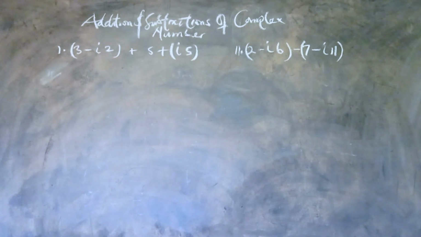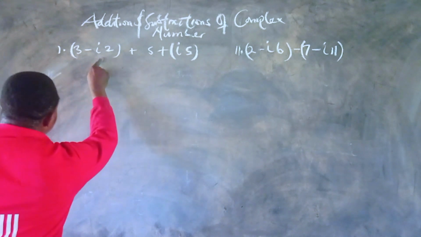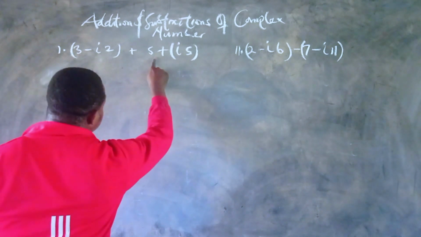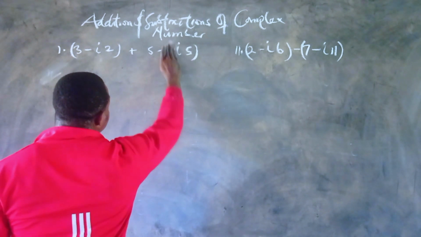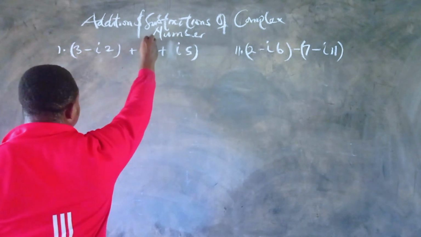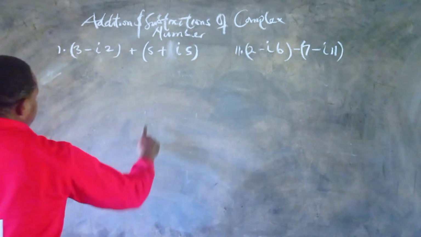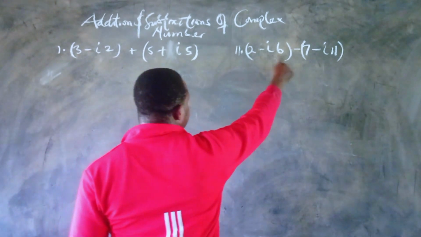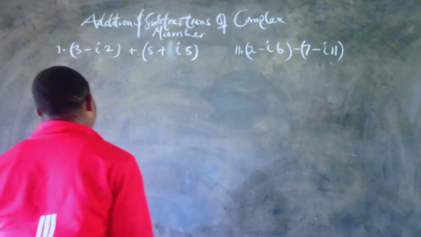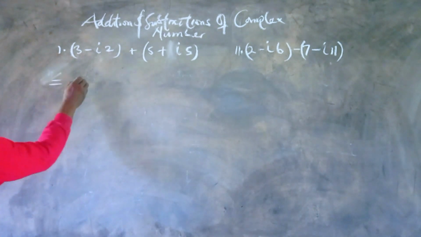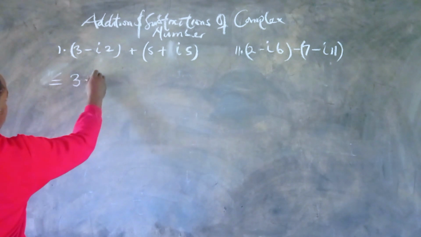And in this lesson, we will be looking into how to perform addition, subtraction, and multiplication on complex numbers. So we will see addition, subtraction, and multiplication of complex numbers. The first problem we have to experiment with involves addition, and the second one involves subtraction. So we have (3 minus i2) plus (5 plus i5). So let's go on and do that.